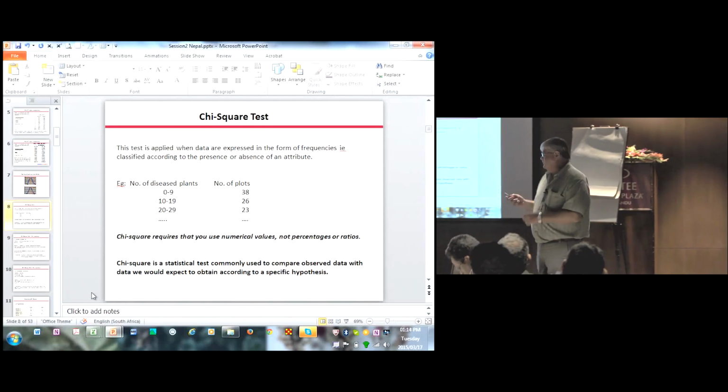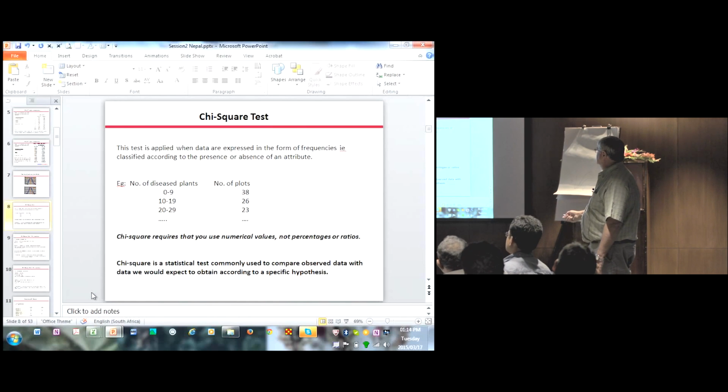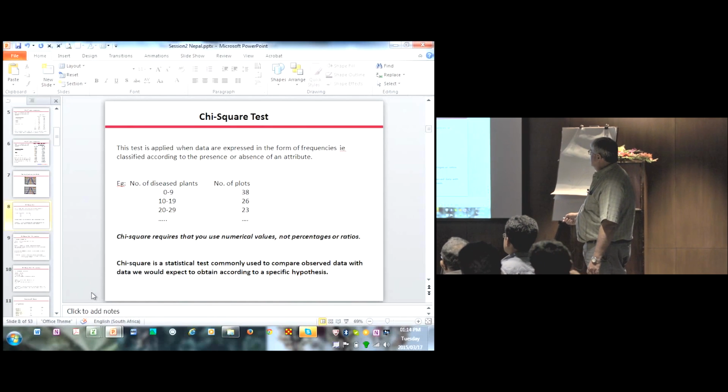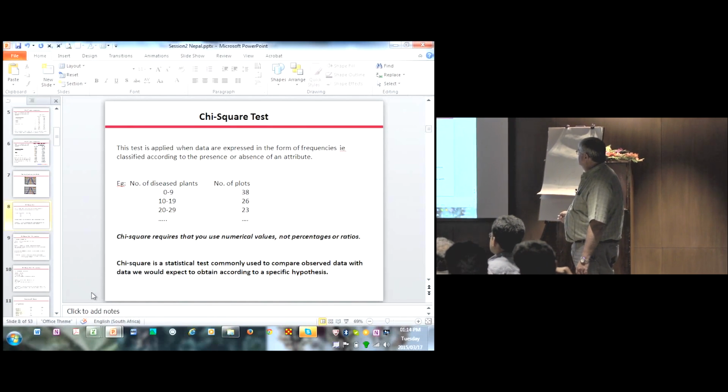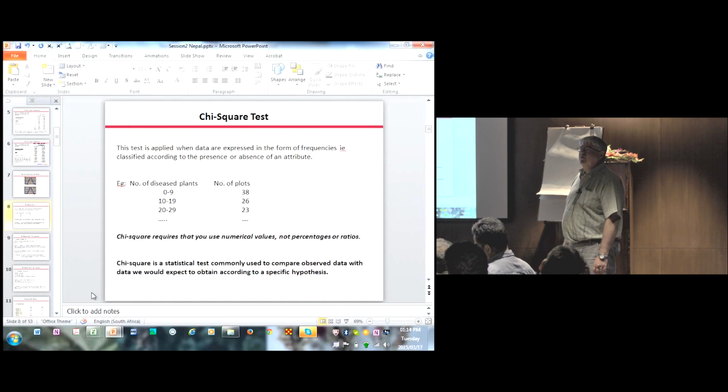Now, another test, and this becomes more important to breeders and people involved in testing hypotheses, is the chi-square test. Generally, when we do a chi-square test, the form of your data is important. When you do a chi-square test, you're normally working in counts. You don't use percentages or ratios. You actually use the real numbers, and it's generally related to counts and not continuous data. The chi-square requires that you use the numerical values.